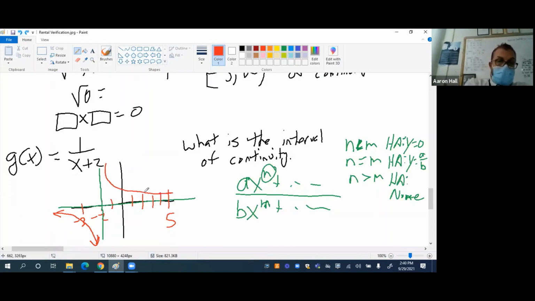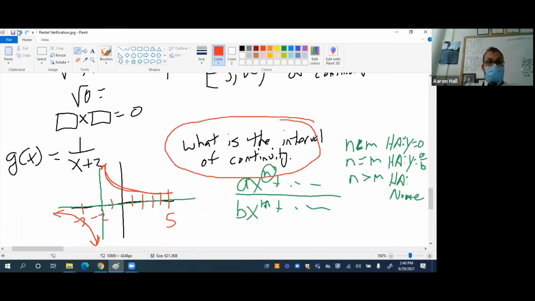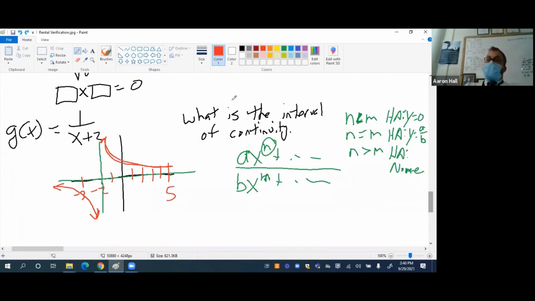Now we did a lot more than we needed. It didn't ask us to graph it. Although it doesn't hurt to understand, it gives us a deeper understanding of the whole procedure. I'm asking to find the interval of continuity. What is the interval of continuity? Chris, what do you think? What is the interval of continuity?